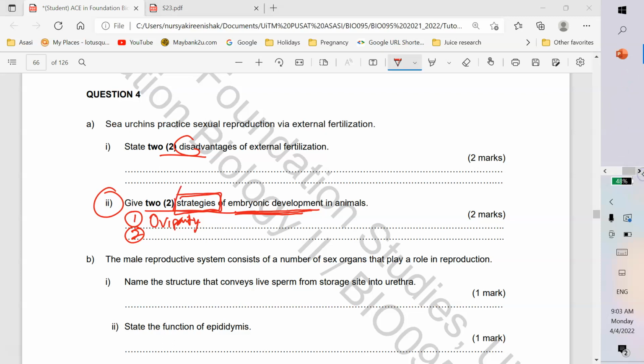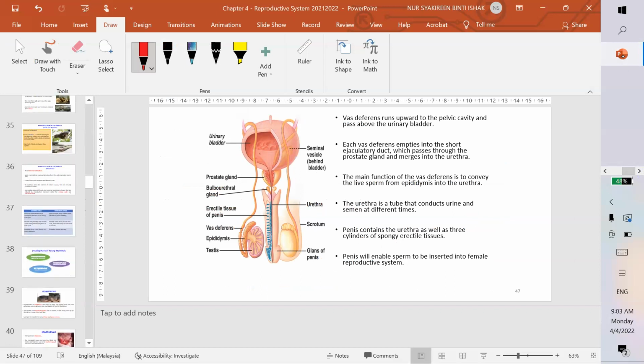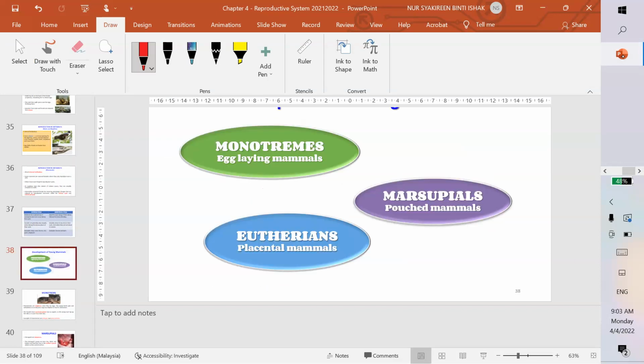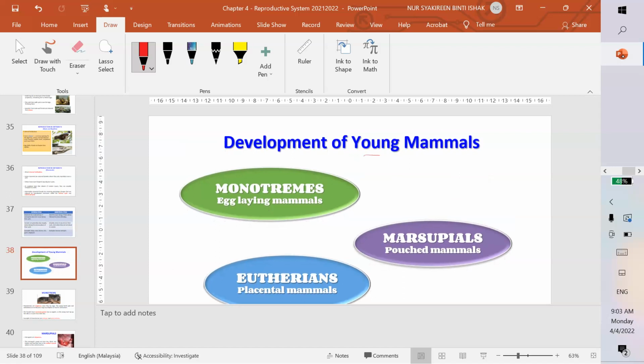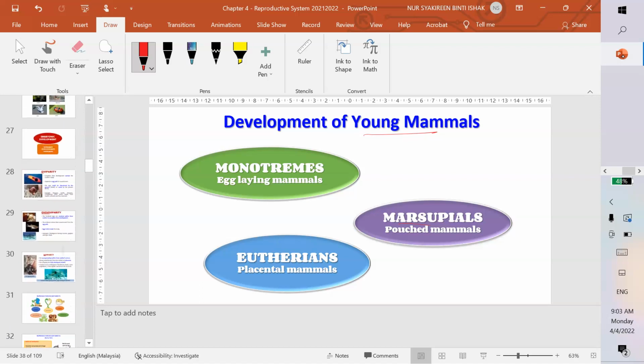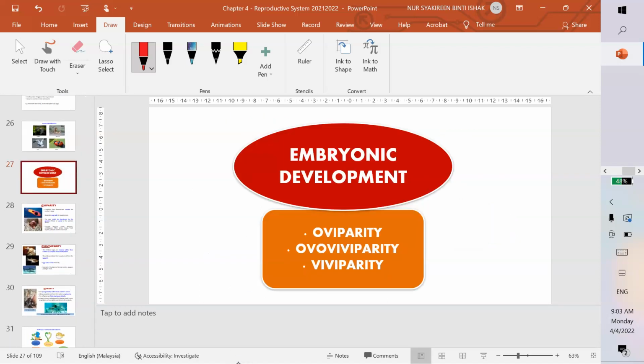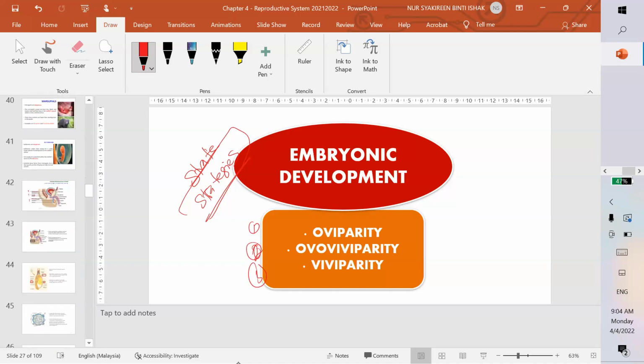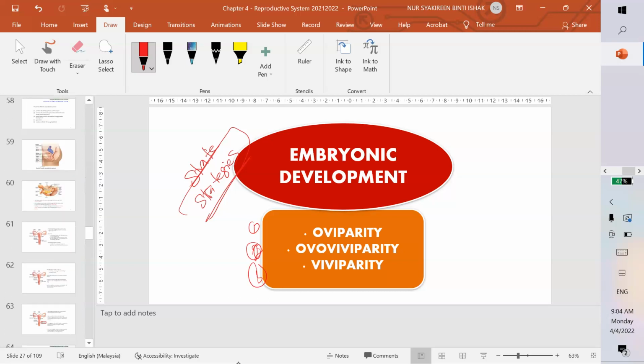Okay, so itu keyword dia, strategies. So kalau kita tengok dalam nota awak ni, ada beberapa tempat yang dia cakap pasal embryonic strategies. Ini pun lebih kurang. Tapi ini adalah development of young mammals. Kita ada monotremes, eutherians and also marsupial. Okay, so awak kena tengok apa soalan tu nak. Okay, ini adalah embryonic development, tapi dia adalah strategies. Cara macam mana embryo tu develop. Okay, so ada 3 cara. So yang lagi satu embryonic development juga, tapi itu adalah stage.